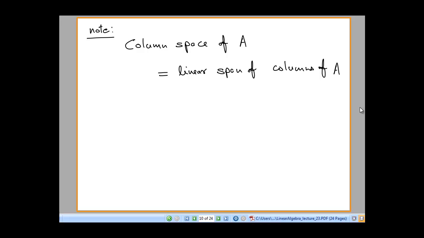Right? So now we know what we mean by the linear span of a vector. Then we can easily identify that the column space of A is essentially nothing but the linear span of the columns of A. Right? That's just true by definition, the definition of column space and the definition of linear span.